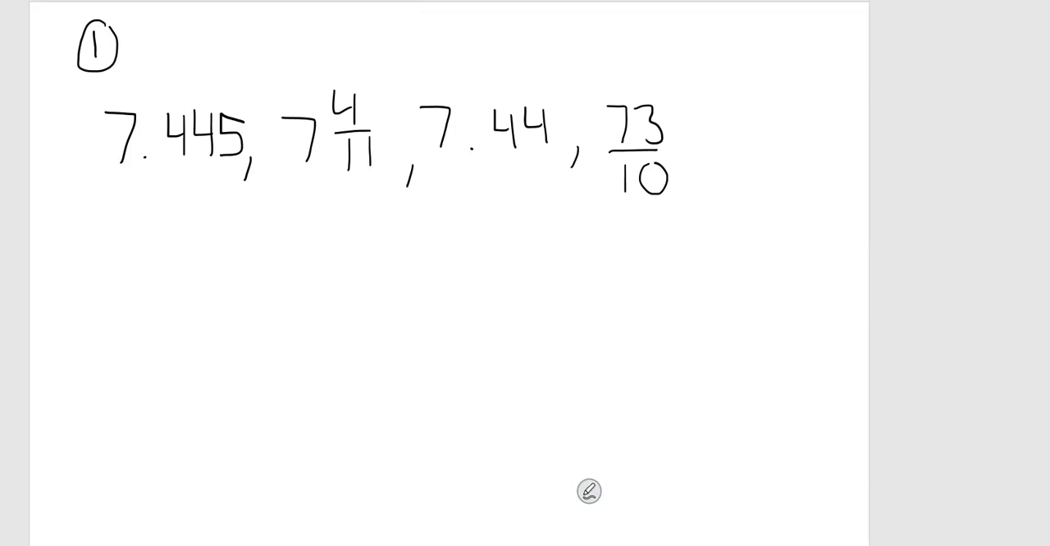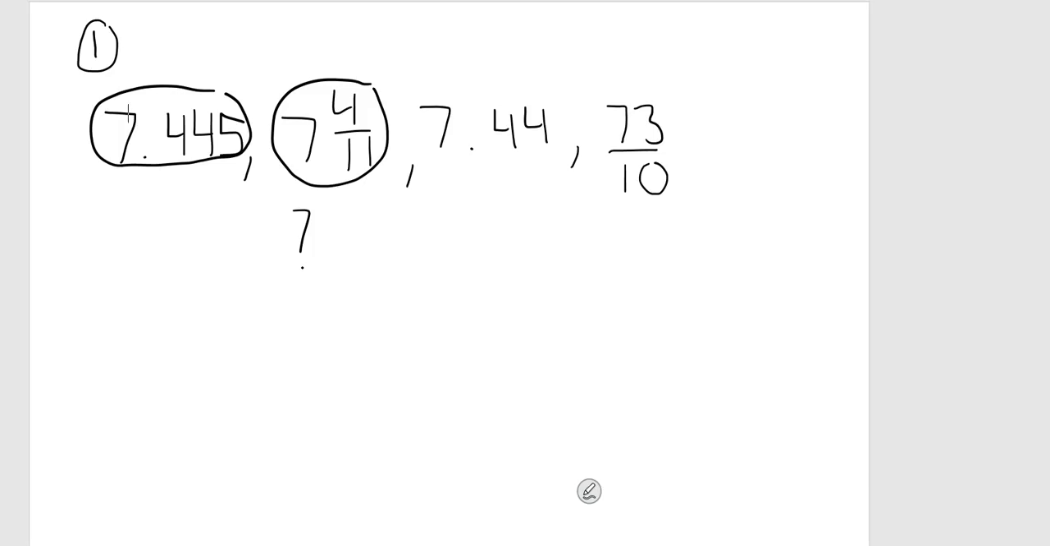Okay, so problem number one on your ALEKS assignment is going to ask you to order these numbers from least to greatest. And in order to order the numbers, you need to make sure that they are either all fractions or all decimals. Okay, I think it's going to be easiest for us if you put these all in their decimal form. Okay, so number one, 7 and 445 thousandths, that one's already in a decimal. Okay, this one right here, 7 and 4/11ths.